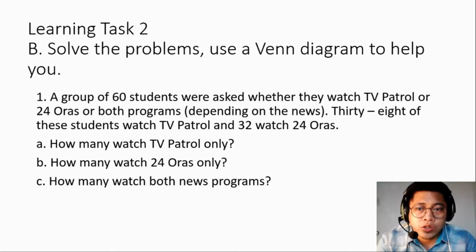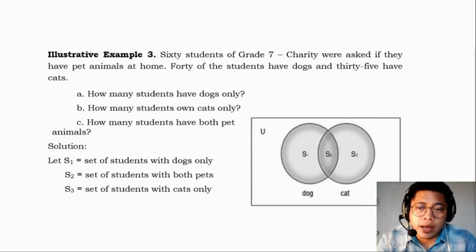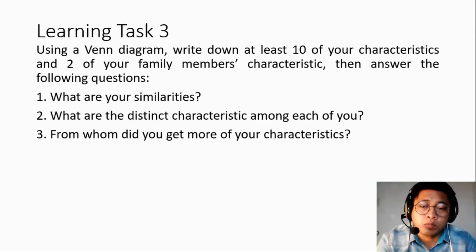So to answer the learning task number 2, letter B, number 1, please be guided by the illustrative example number 3. Learning task number 3. Using a Venn diagram, write down at least 10 of your characteristics and 2 of your family members' characteristics. Then, answer the following questions.